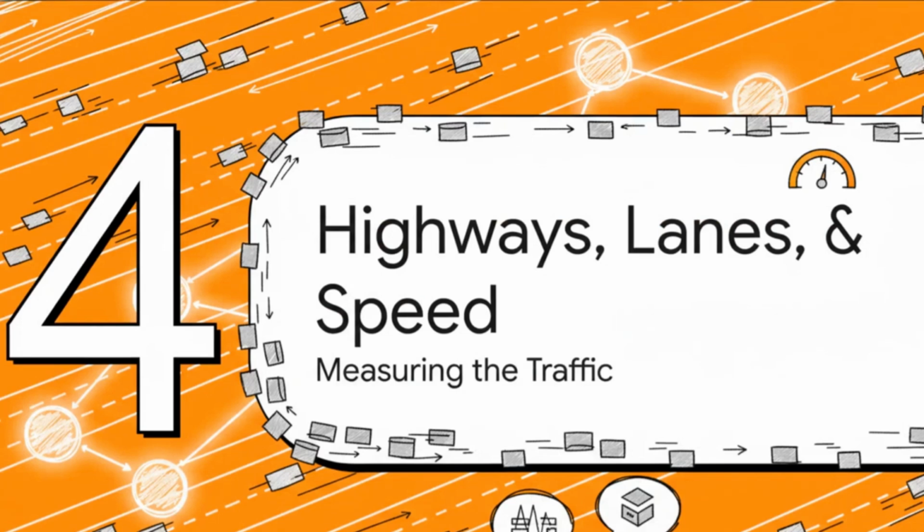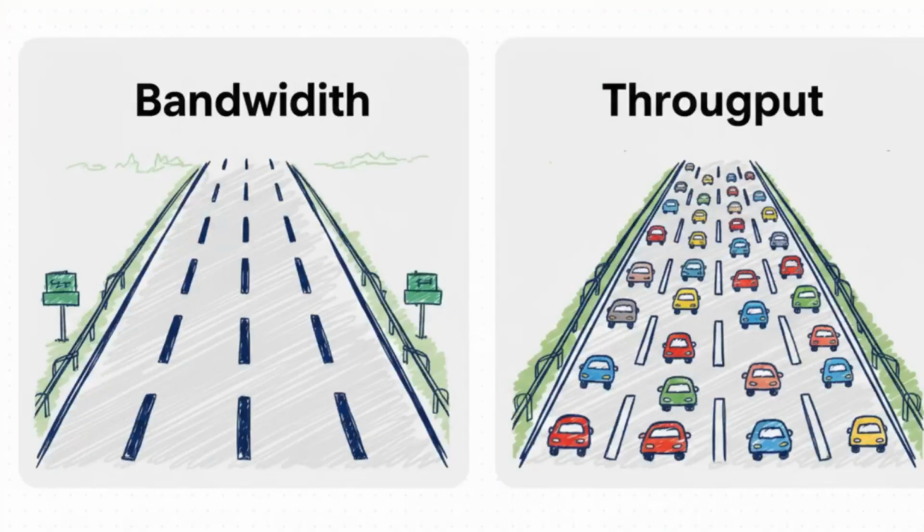So we've got our highway, we've got our lanes. But how do we actually measure the flow of all this traffic? Well, this brings us to two really important ideas that are absolutely key to understanding how your internet works, but honestly, they get confused all the time. Okay, let's clear this up. On the left, you've got bandwidth. This is the potential of the highway. Think of it as how many lanes the road has. A 10-lane highway just has more potential, more bandwidth than a 2-lane road.